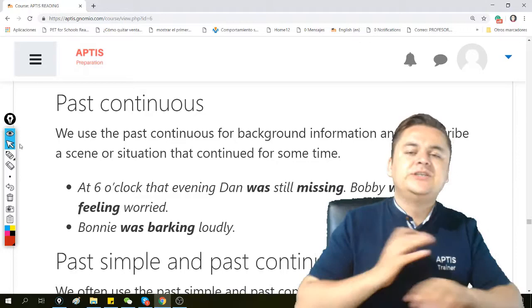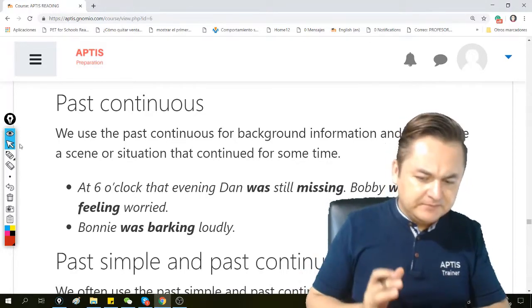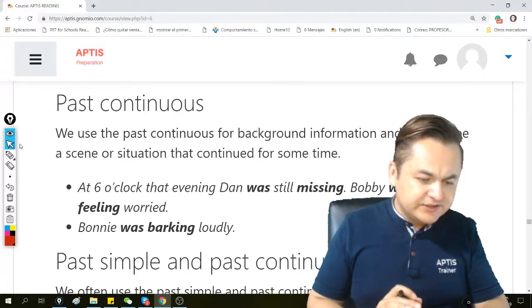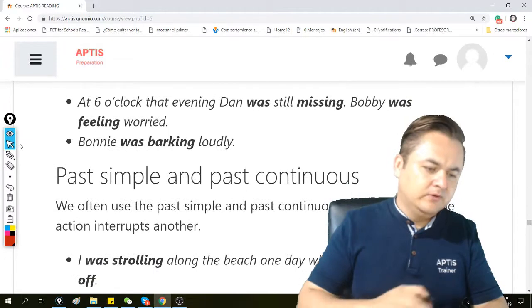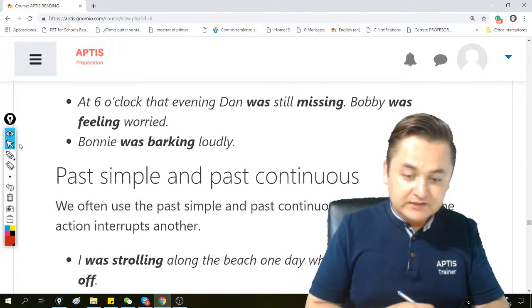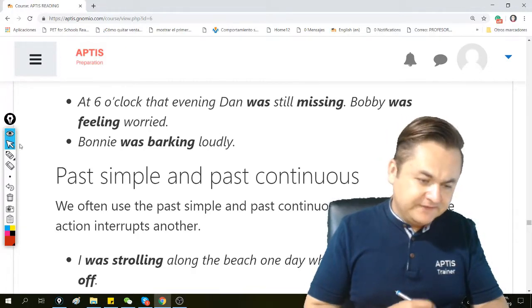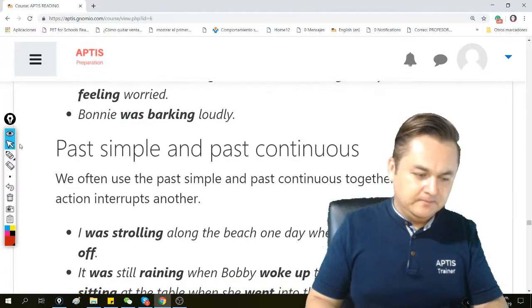Then we have past continuous. We use the past continuous for background information and to describe a scene or situation that continued for some time. For example, at 6 o'clock that evening, Dan was still missing. Bobby was feeling worried. Bonnie was barking loudly.